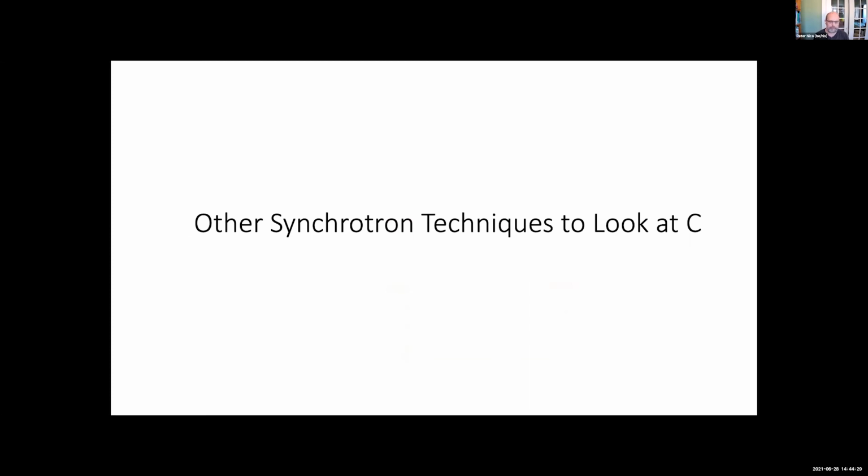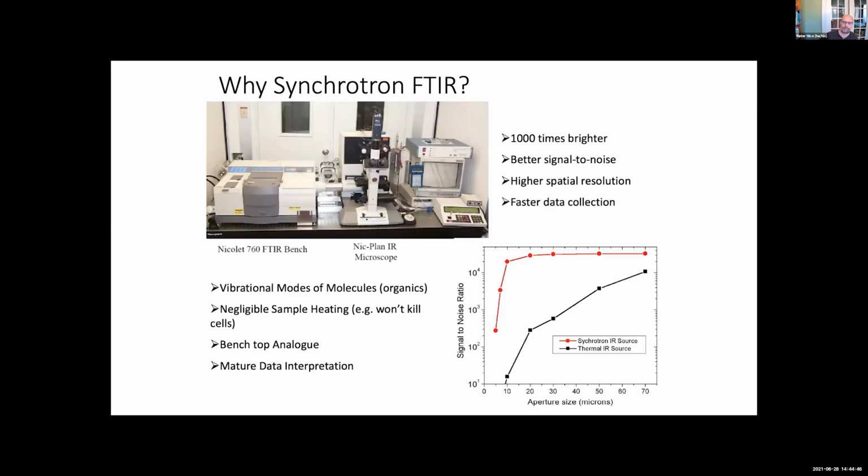The other thing I would just want to point out quickly is I've talked in a couple of different STXM examples here, but I also wanted to point out that there is another synchrotron-based technique that is good for looking at carbon at the small scale. And that's synchrotron FTIR, which is Fourier transform infrared spectroscopy, that really does the same thing that your lab infrared spectrometer does, but it does it with a much higher signal to noise ratio at a much smaller spot.